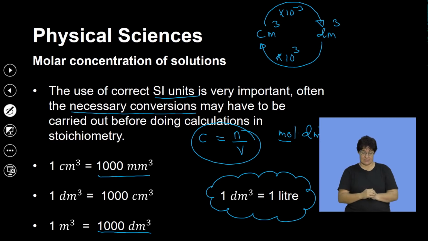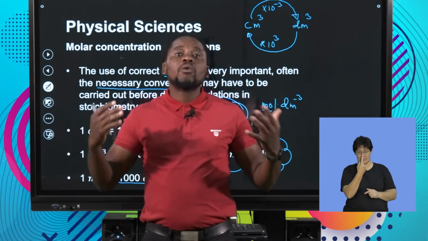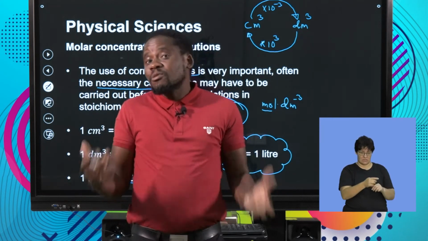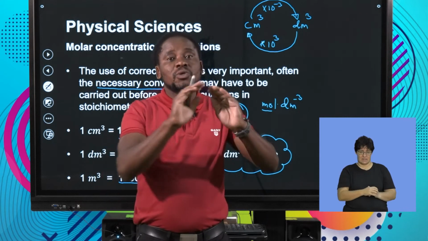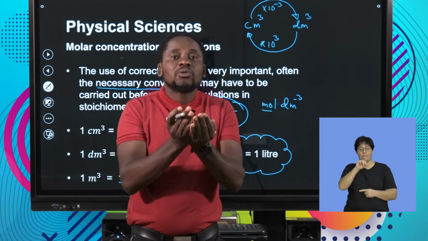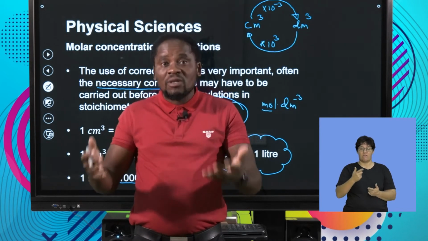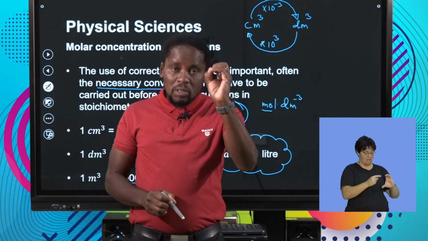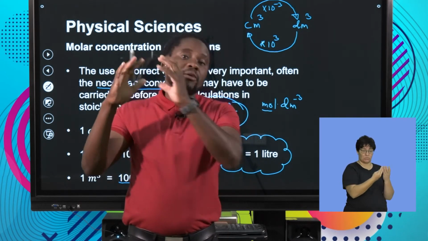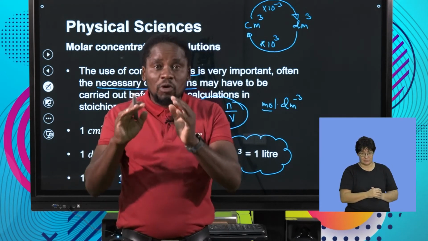So when we say a liter, we're talking about 1 liter, which equals 1 cubic decimeter. That's as far as understanding the concept of concentration goes. The big idea is that when we talk of the concentration of a solution, we're talking about the moles of solute per unit volume of solution. The mole represents the number of particles of that solute present per unit volume of solution.